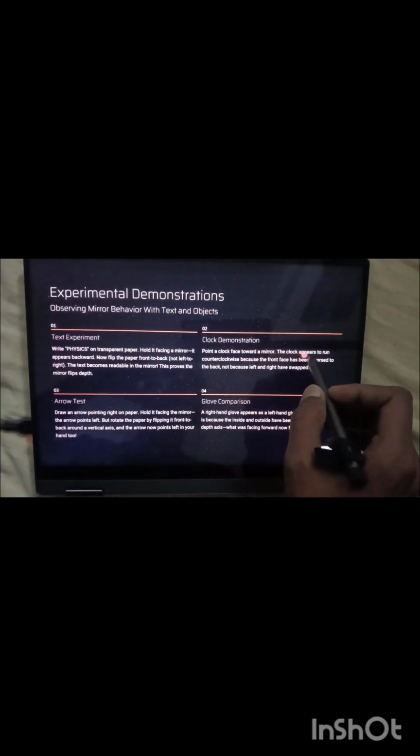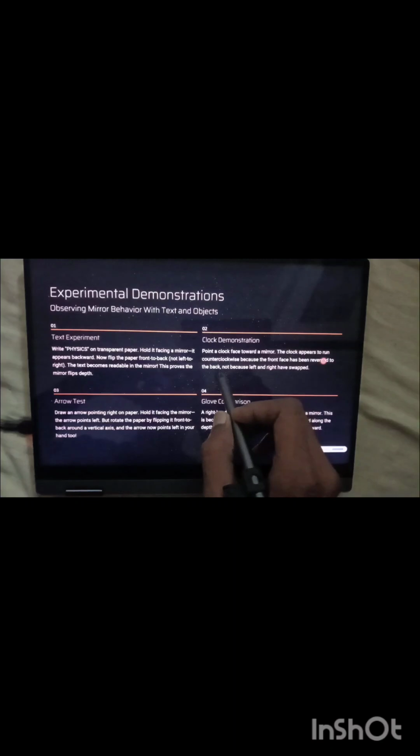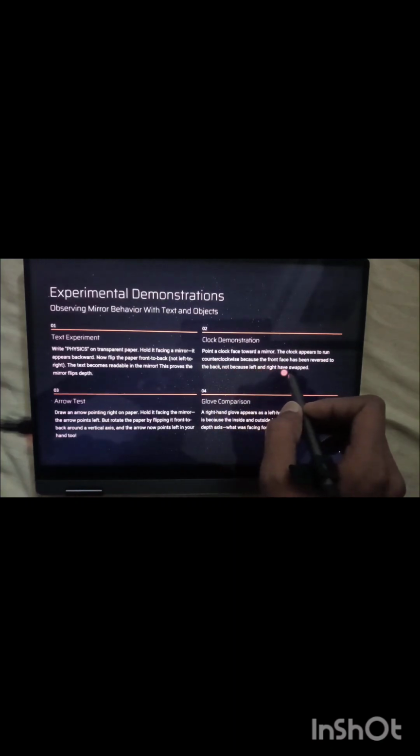Second experiment, clock demonstration. Point a clock face toward a mirror. The clock appears to run counterclockwise because the front face has been reversed to the back, not because left and right have swapped. There are more experiments like these, like the arrow test and globe comparison. Let's see ahead.